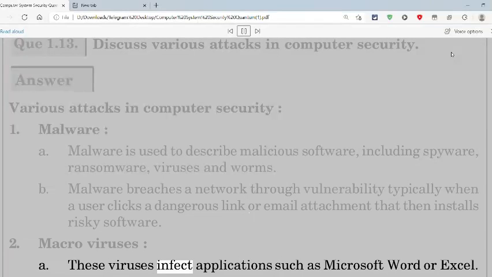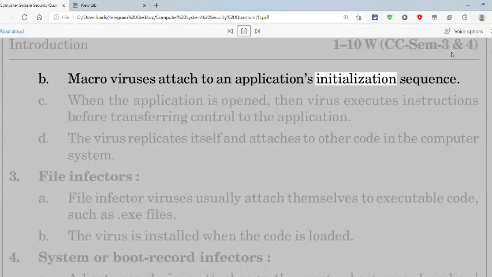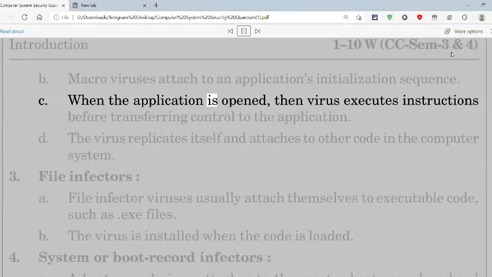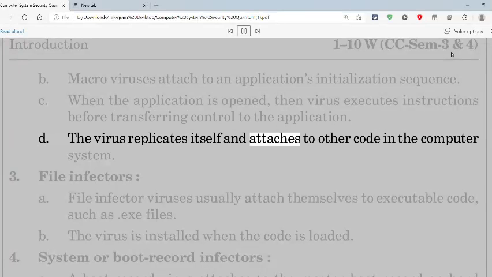A. These viruses infect applications such as Microsoft Word or Excel. B. Macrovirus is attached to an application's initialization sequence. C. When the application is opened, then virus executes instructions before transferring control to the application. D. The virus replicates itself and attaches to other code in the computer system.